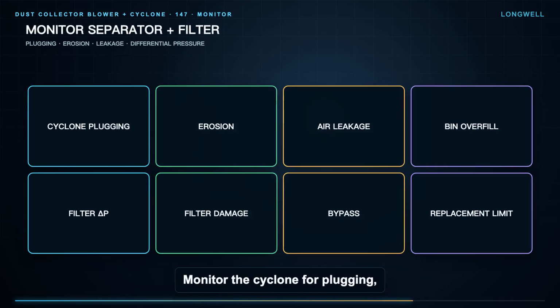Monitor the cyclone for plugging, erosion, air leakage, bin overfill, and unstable inlet conditions. Monitor filters for pressure rise, damage, bypass, and an approved replacement limit. A clear-looking outlet or spinning dust stream is not a compliance test. Exposure and emissions require the appropriate measurement method.